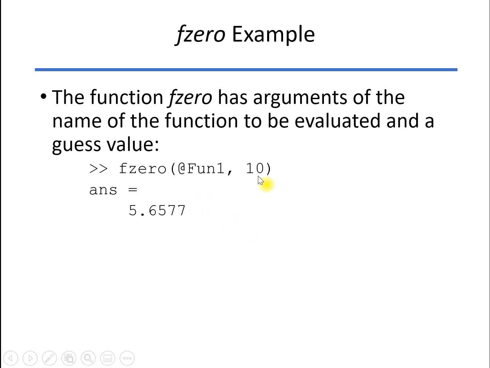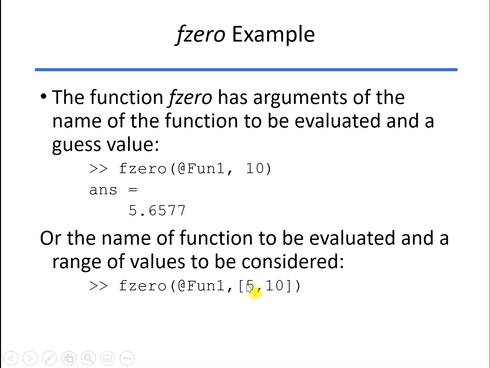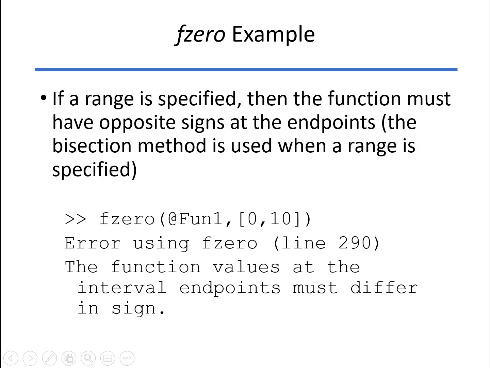Now you can also, instead of a guess value, put in a range of values. In this case we'll look for a root between x equals 5 and x equals 10. Of course we'll get that same answer. Now when we talked about the bisection method, we said the values of the function at these two endpoints have to have different signs for the method to work. So if you use a range and you don't have opposite signs at the two endpoints, you get an error. That pretty much shows you that the bisection method is used by fzero when you set a range.